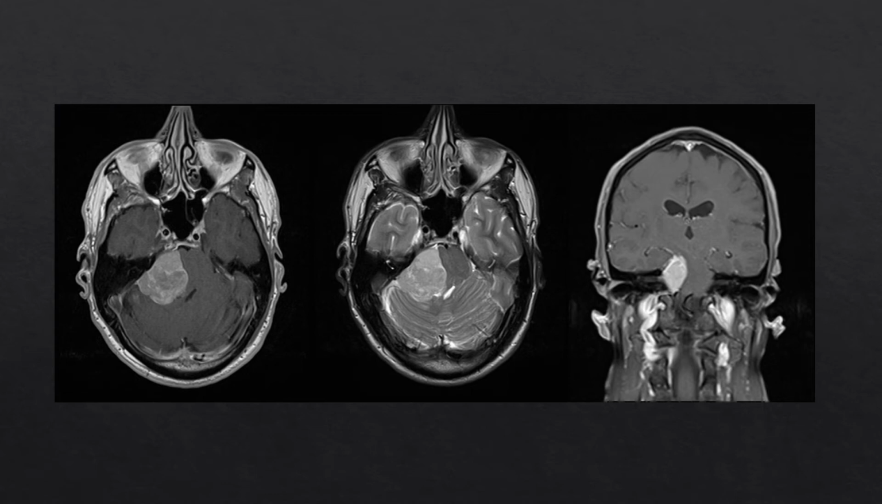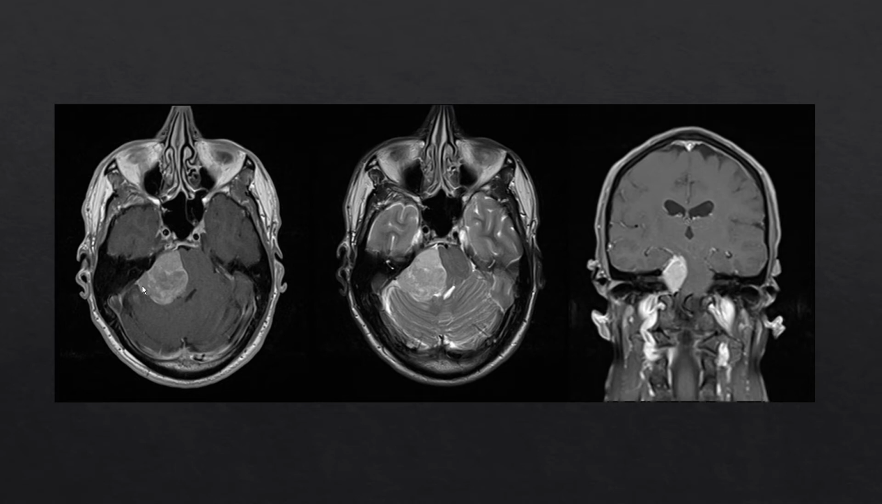Our next case is a right-sided CP angle cistern mass, exerting mass effect on the pons. We have homogeneous post-contrast enhancement and a very small site of extension into the right IAC. There may be an early dural tail here. This mass turned out to be a meningioma.